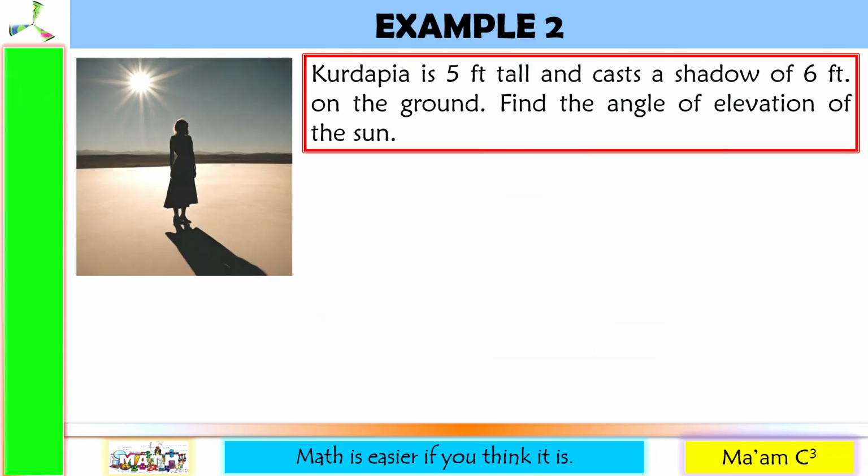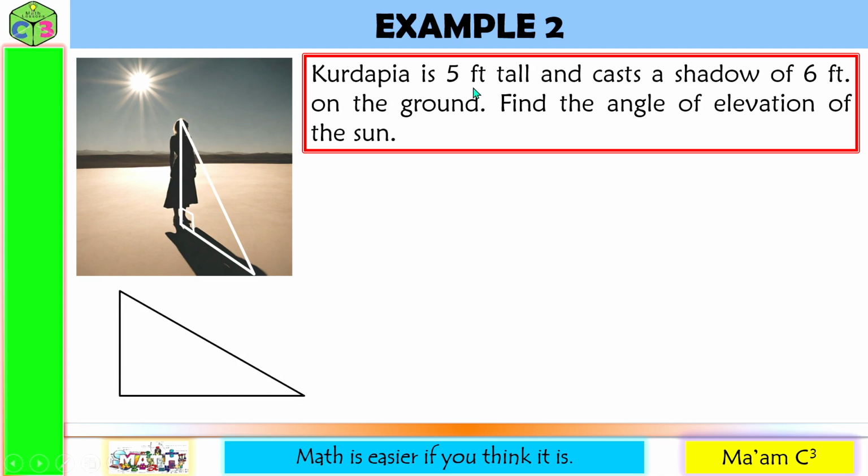Let's have another one. Cordapia is 5 feet tall and casts a shadow of 6 feet on the ground. Find the angle of elevation of the sun. So where is the right triangle here? That would be here. And here is the right angle. Let us draw a free body diagram of this. Cordapia is 5 feet tall, so that would be the height, 5 feet. And the shadow is 6 feet. Here is the shadow, the horizontal side, 6 feet.